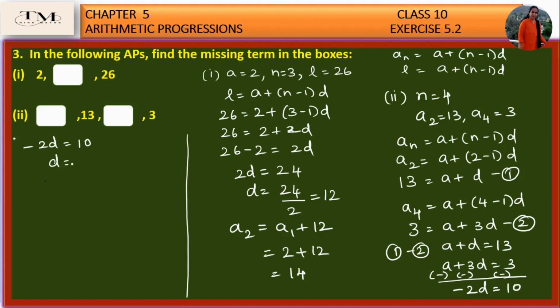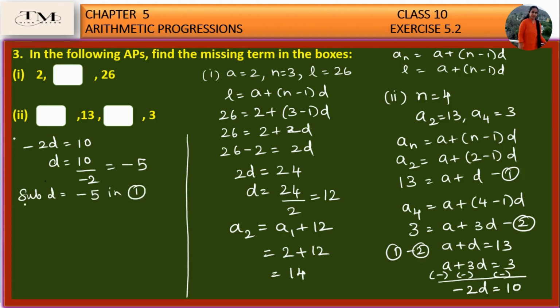Then d will be equal to 10 divided by minus 2. So the answer will be negative. 10 divided by 2 is negative 5. So d is equal to minus 5. So I am going to substitute d is equal to minus 5 in equation 1.